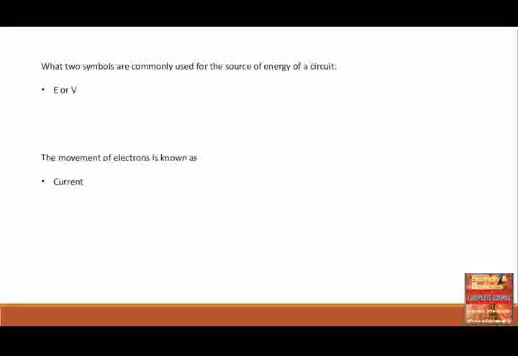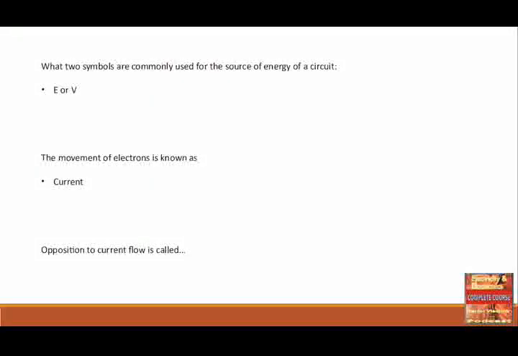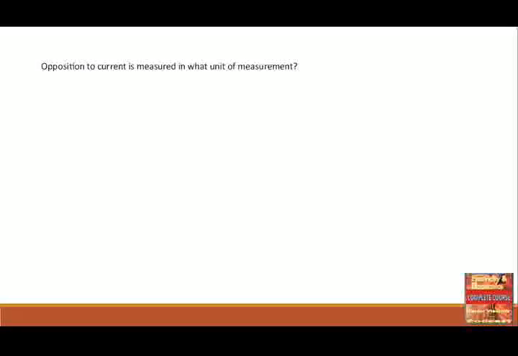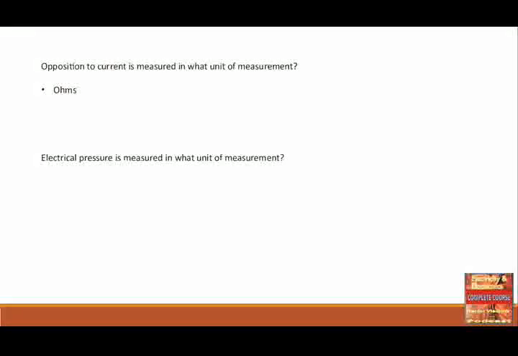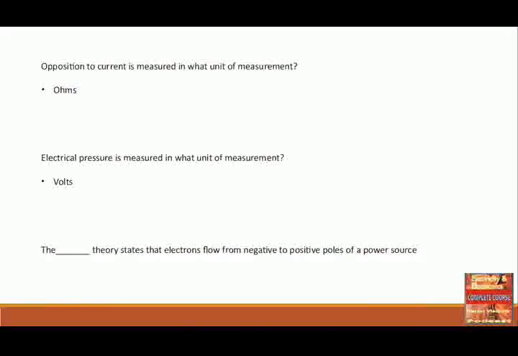The movement of electrons is known as current. Opposition to current flow is called resistance. Opposition to current is measured in what unit of measurement? Ohms. Electrical pressure is measured in what unit of measurement? Volts. The theory that states that electron flow is from the negative to the positive pole of a power source is the electron flow theory.